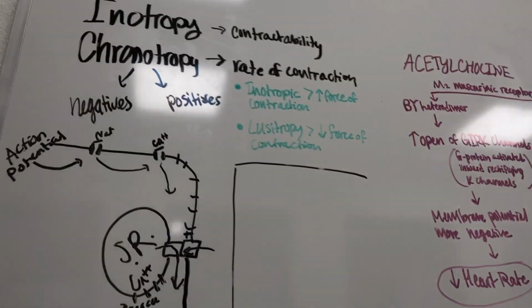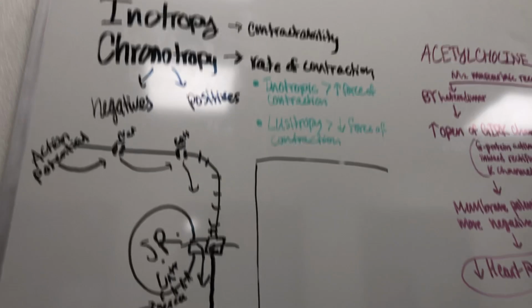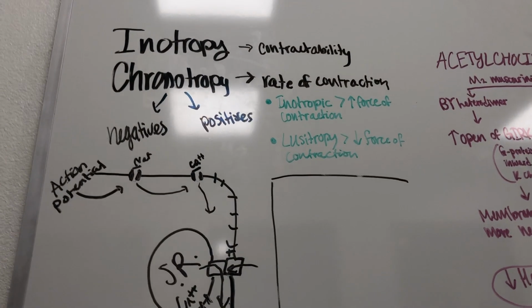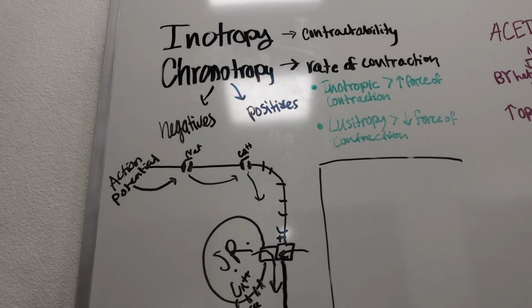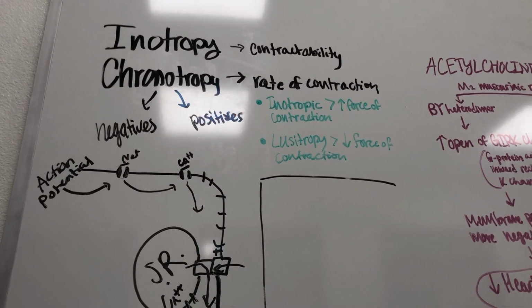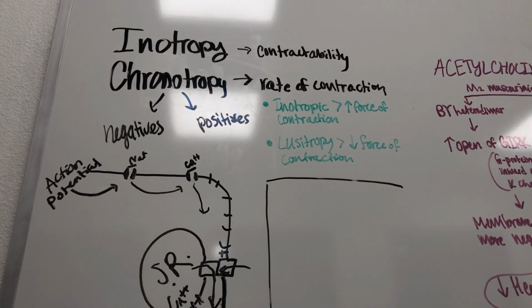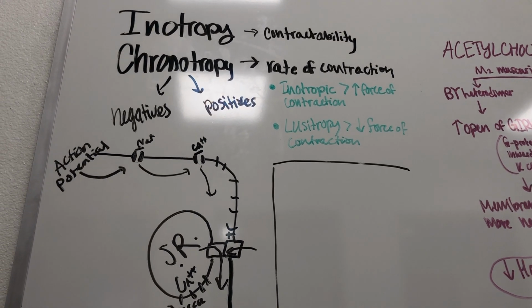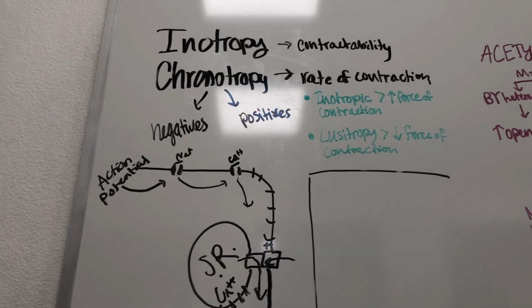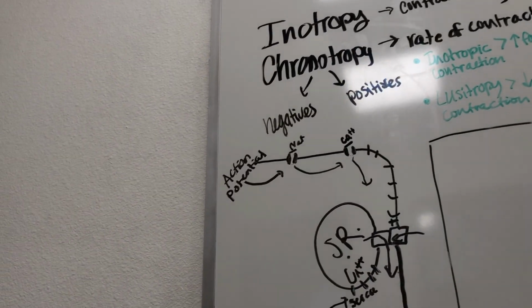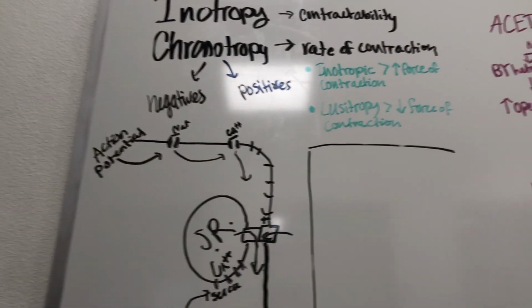Hello, hello, hello. Okay, so for this video, we're going to be talking about several different things. First of all, we're going to start out with the explanation of what inotropy and chronotropy are. So inotropy is referring to contractibility within the heart. Chronotropy is the rate of that contraction, so pretty well heart rate. And then there's positives and negatives to chronotropy, and we're going to go over that in just a minute.